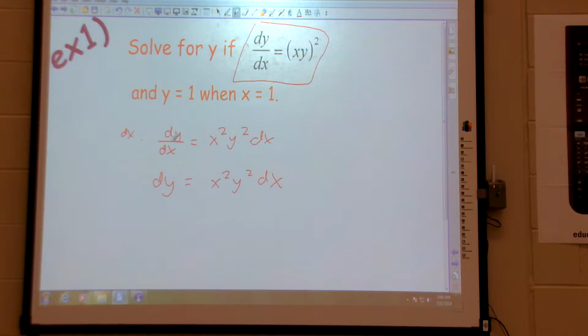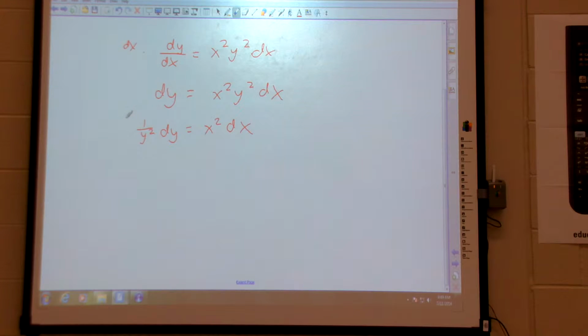You read that fraction? Now I need to get this to the other side, so I need to divide by it. Right? 1 over y squared dy equals x squared dx. That follows because I divided by y squared. That right there is actually sometimes the hardest part, getting the y's and x's on separate sides. That's why it's called separation of variables. You separate the x's, you separate the y's. Exactly what we're doing. Sometimes that is the hardest part algebraically. But once you have this, you now integrate both sides.